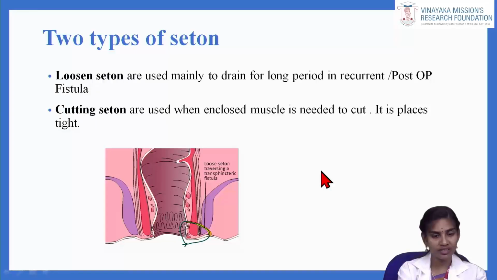There are two types of setons: loose seton or cutting seton. Loose setons are used mainly to drain for a long period in recurrent or post-operative fistula. Cutting setons are used when the enclosed muscle needs to be cut. It is placed tight. So this is a loose seton.